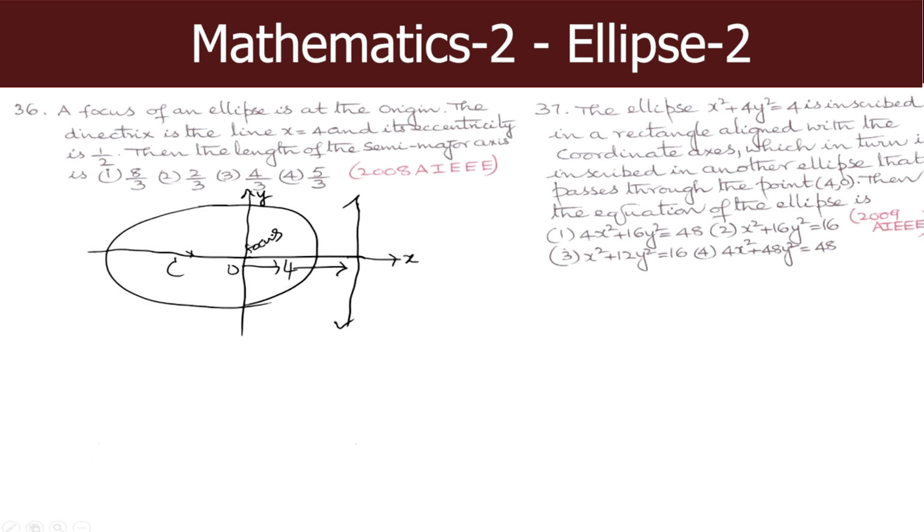What is the distance of the focus from the directrix? From the center, the directrix will be at a distance A by E. From the center, the focus will be at a distance of AE. So, what is the distance A by E minus AE? That is equal to 4. Okay, E is given to be half.